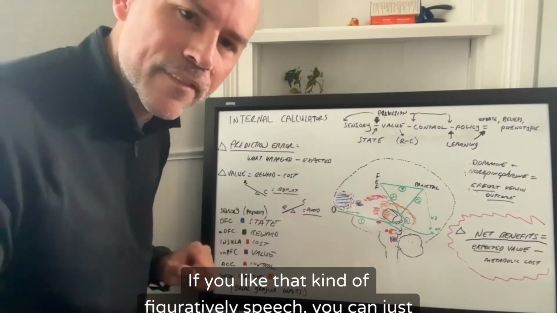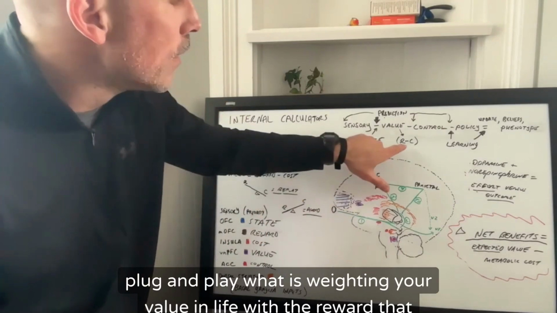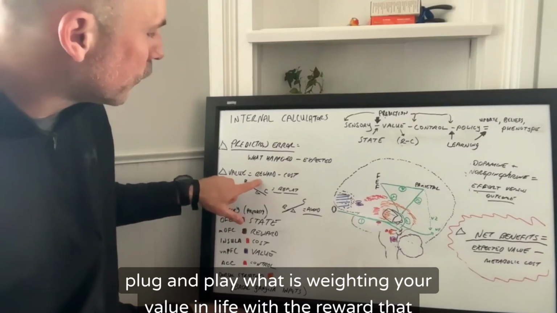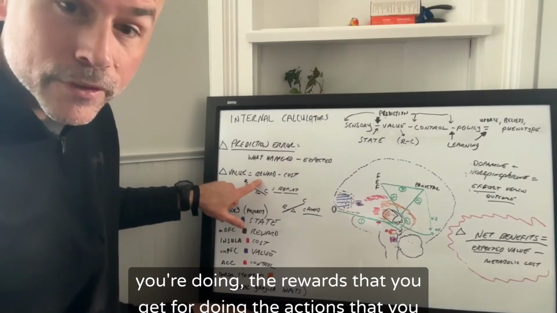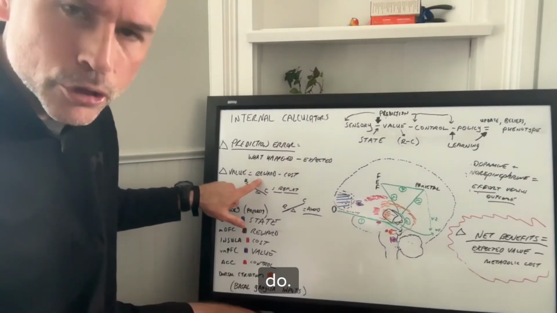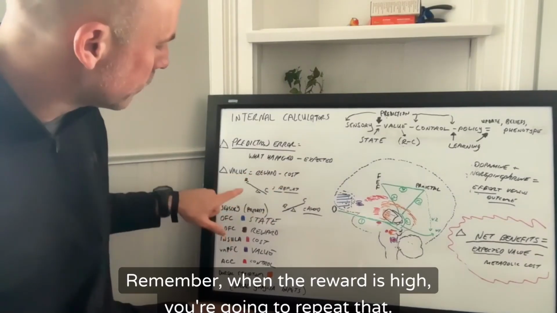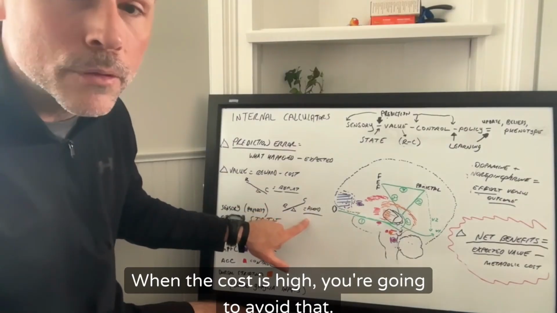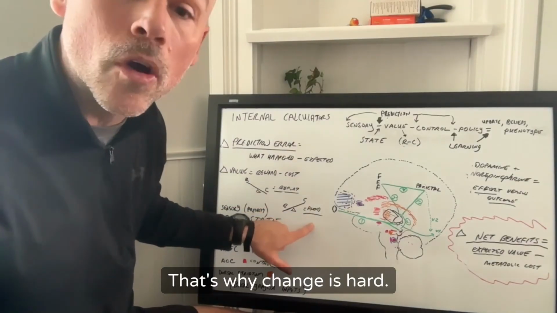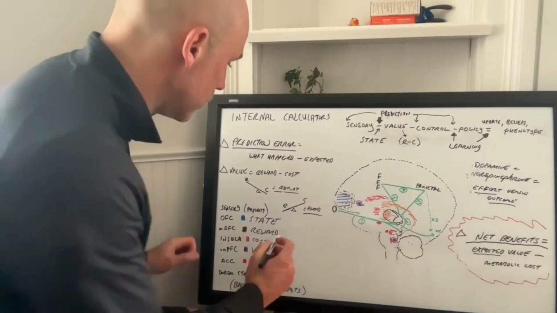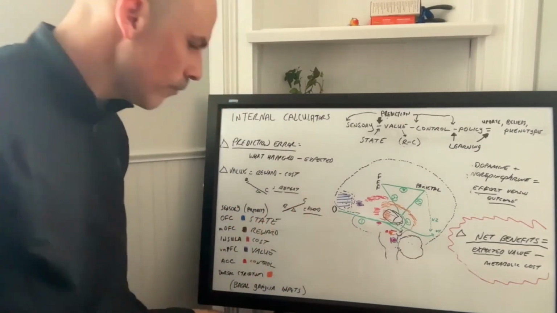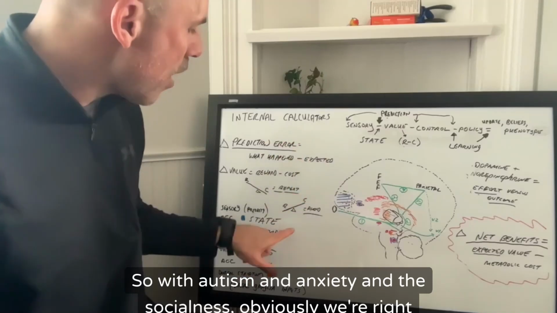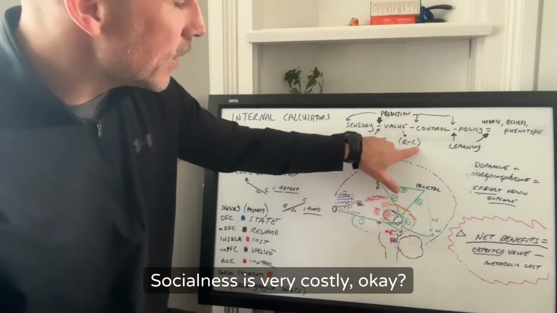If you like that kind of figurative speech, you can just plug and play what is weighting your value in life, with the rewards that you get for doing the actions that you do, and that cost. Remember, when the reward is high, you're going to repeat that. When the cost is high, you're going to avoid that. That's why change is hard. So with autism and anxiety and the socialness, obviously we're right here. Socialness is very costly, okay?